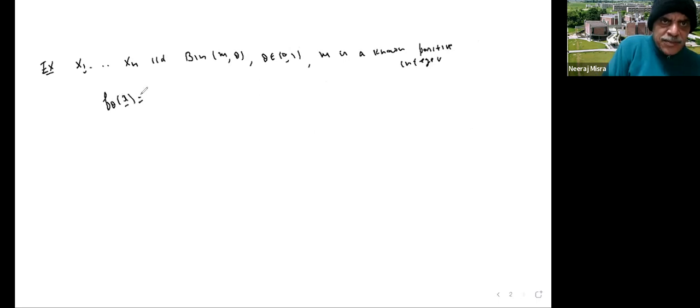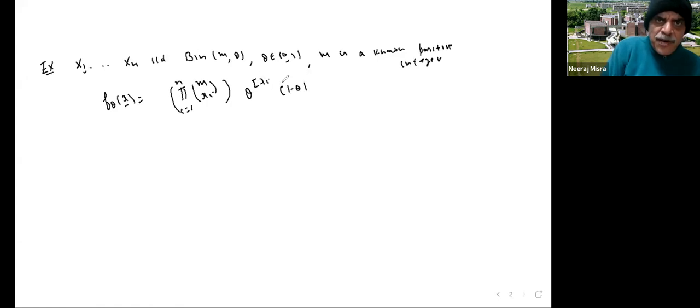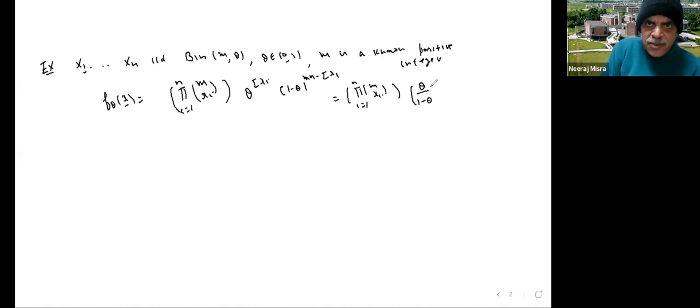f_θ(x), the joint PDF of x1, x2, ..., xn, it is a product of each of them. So it is the product i equal to 1 to n of m choose xi, θ to the power xi, and because of this product, it will become θ to the power summation xi. And (1 minus θ) to the power m minus xi, and with the product, it will become (1 minus θ) to the power mn minus summation xi. All right? So this can be written as the product of m choose xi, times θ upon (1 minus θ) to the power summation xi, into (1 minus θ) to the power mn.